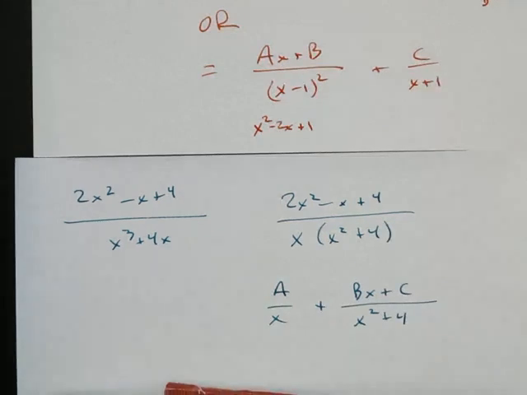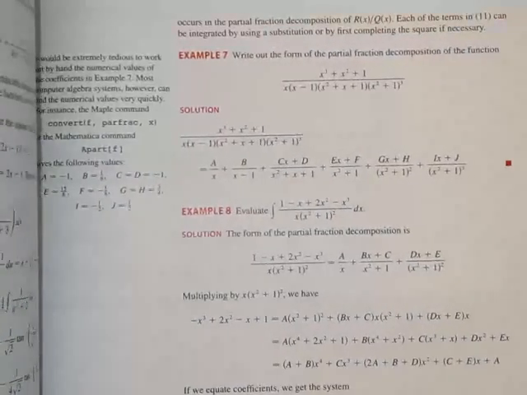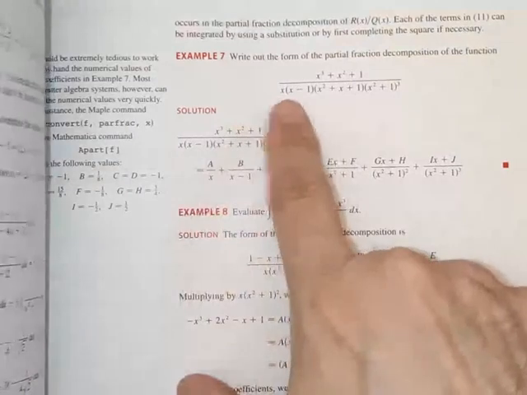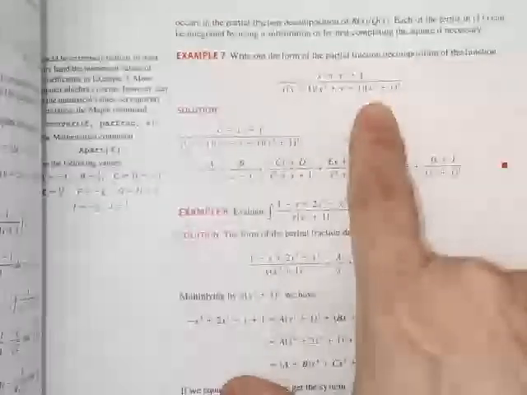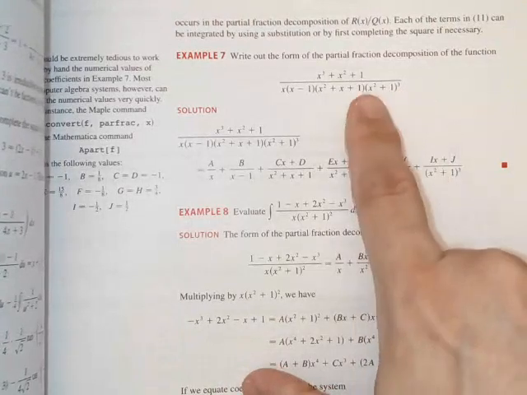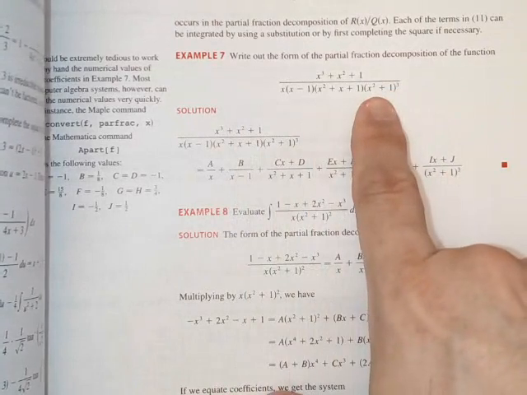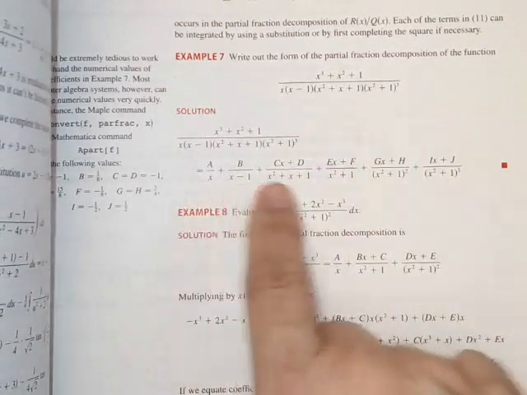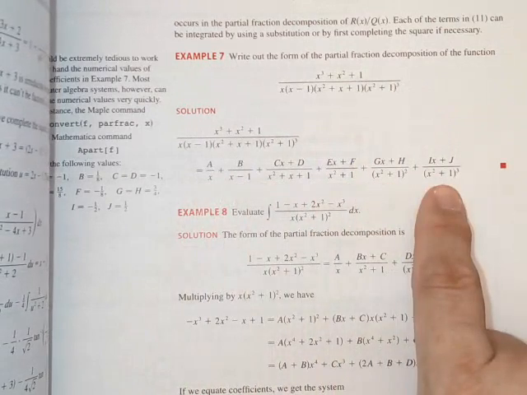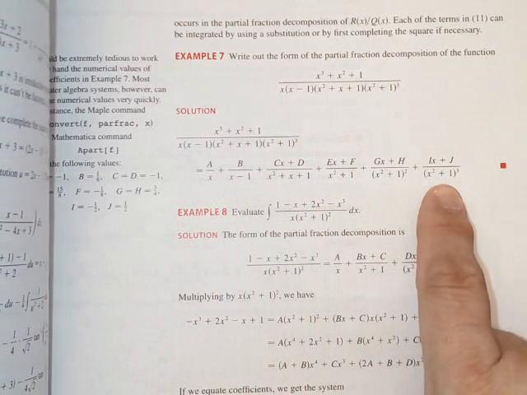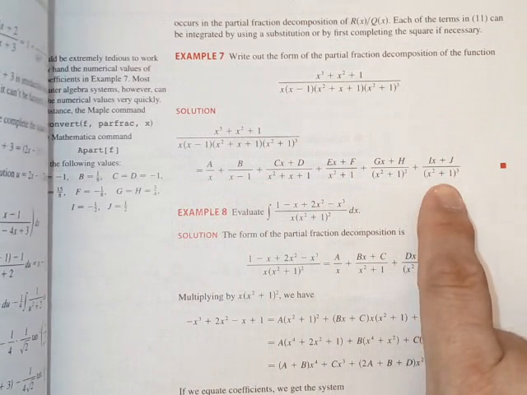If you really want pure psychosis, example 8. Example 7 here, x minus 1, x squared plus 1 cubed. So this needs 1, 2, 3, 4, 5, 6 different fractions. 1, 2, 3, 4, 5, 6. I get 10 variables. There's no way on God's green earth I'm doing this by hand.